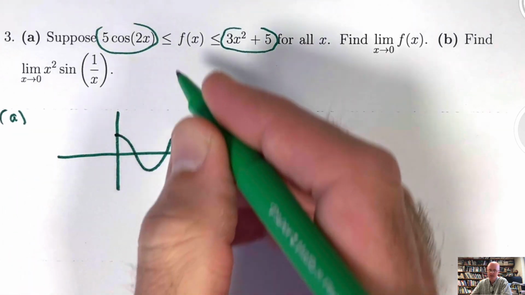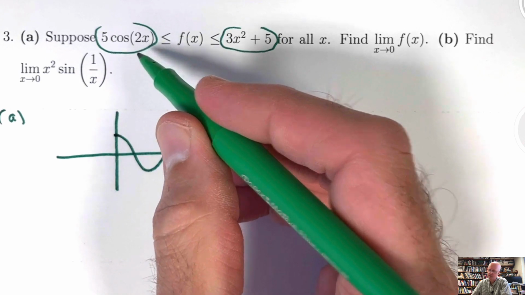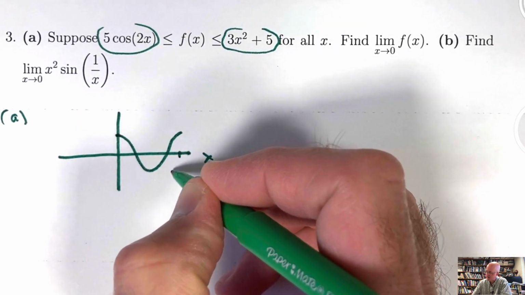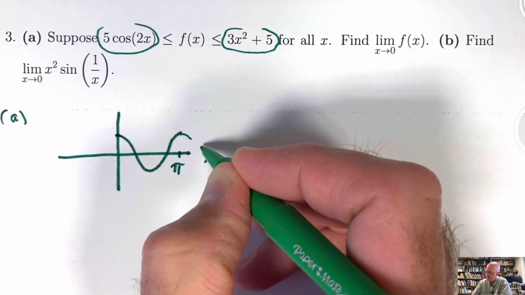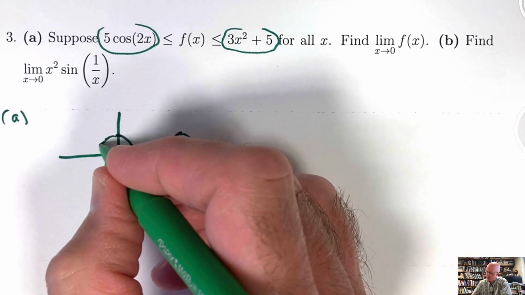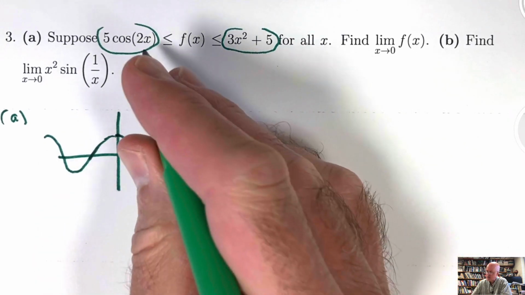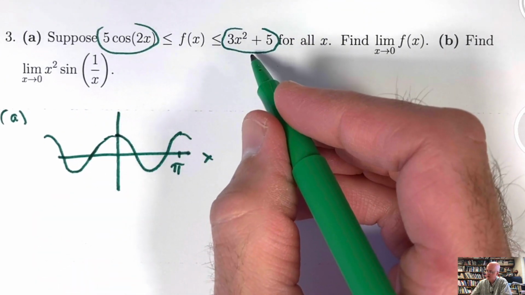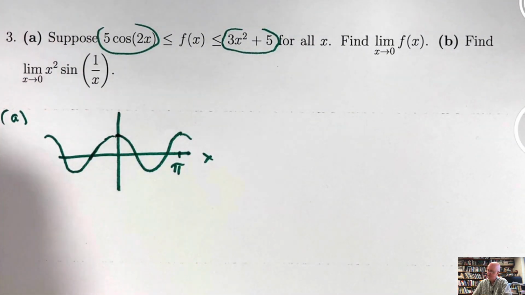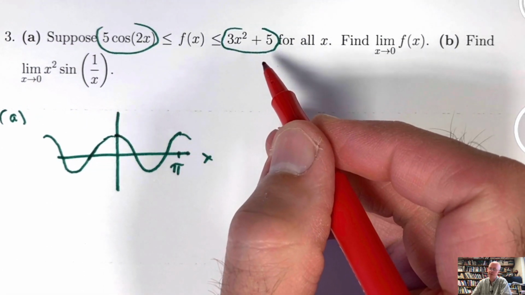Its period is going to be 2 pi over 2, which is just pi, so it's going to be back up here when you're up to pi. And then it's going to be periodic. It's going to continue forever and ever in both directions. So that's 5 cosine of 2x. What about 3x squared plus 5? That's a quadratic. Its graph is a parabola.